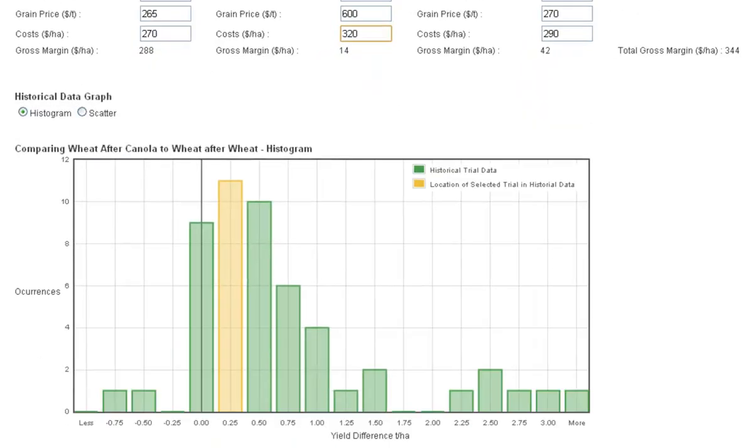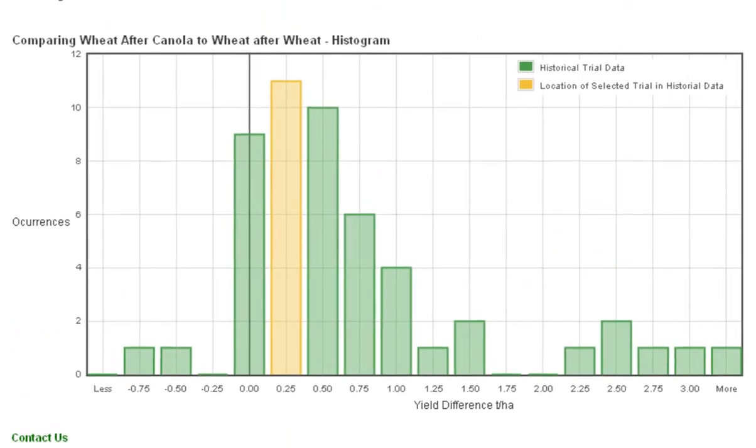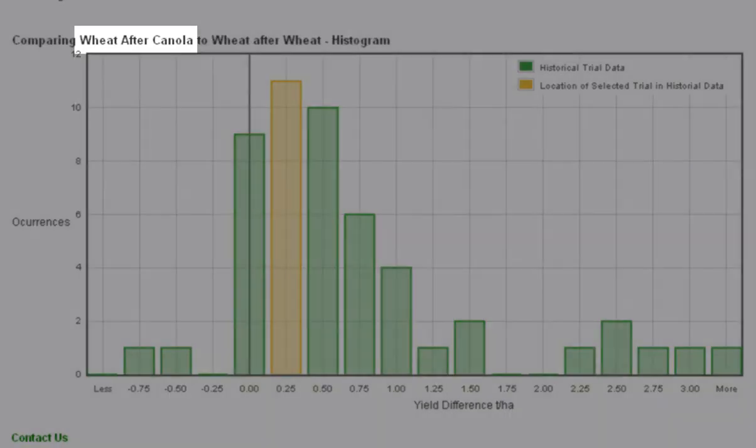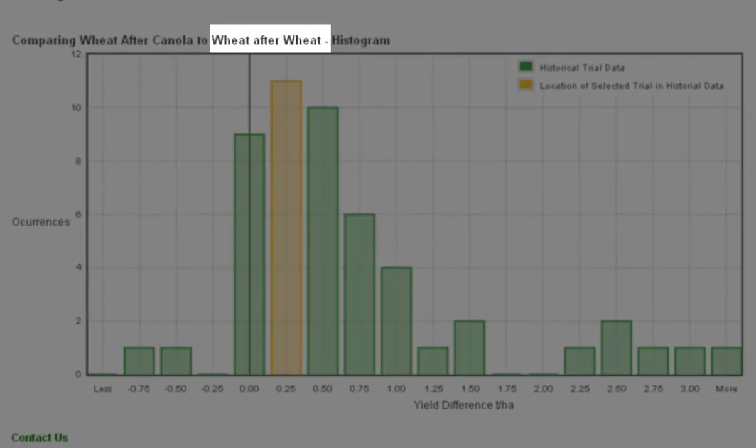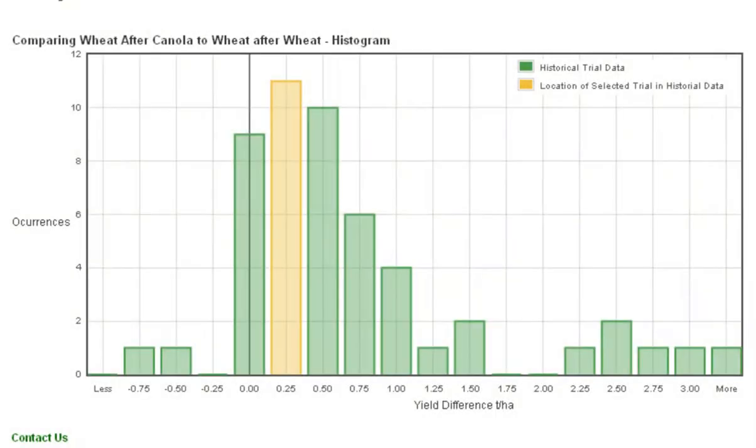Below is some historical data, and this is using results from 1974 up to 2007, and it just compares the last 2 years of the sequences you've selected. So it compares how much better wheat after canola is compared to wheat after wheat, and all the comparisons are only going to be wheat after lupins or canola or fallow compared to wheat after wheat.